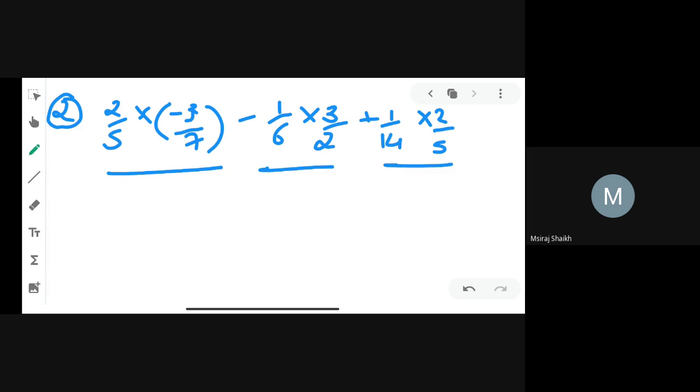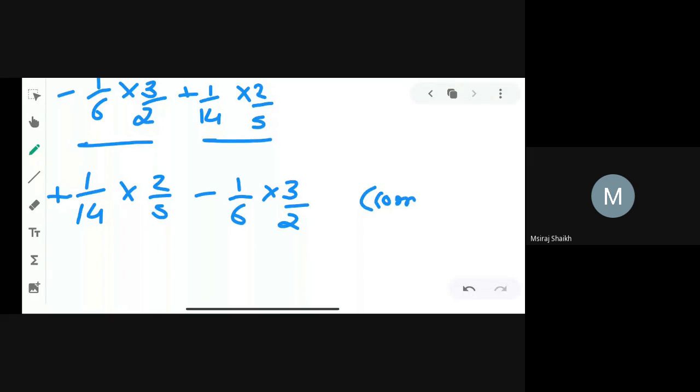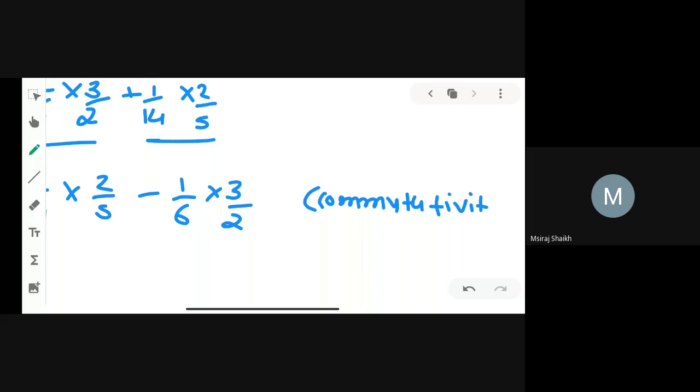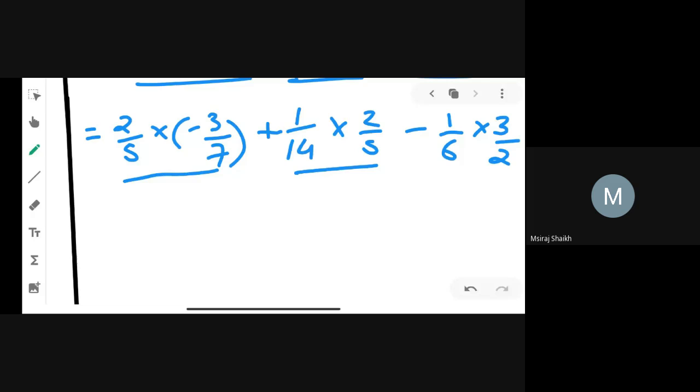So first we are using the commutative property to change the position of the numbers. So what do we have to do? We are writing 2 by 5 into minus 3 by 7. Now we are changing the position: 1 by 14 into 2 by 5 we are taking to the second position, and minus 1 by 6 into 3 by 2 we are taking to the right side. Which property are we using here? Commutativity. Clear, all of you?